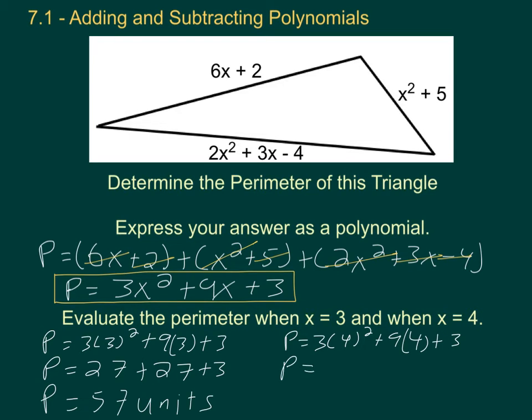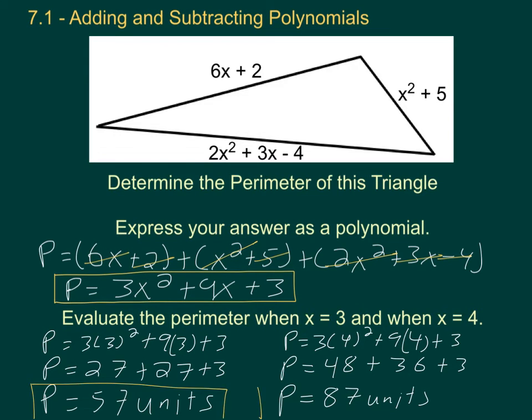And so 4 squared is 16, times 3 is 48, 9 times 4 is 36, and we just get 48 plus 36 is 84, plus 3 is 87 units. So depending on what I had for my value of x, I've got two different values for my perimeter.